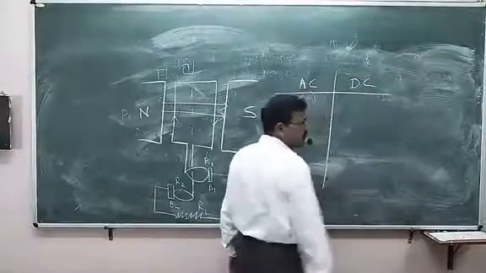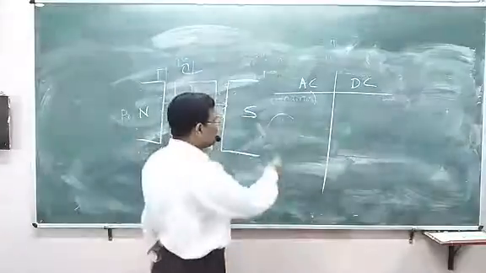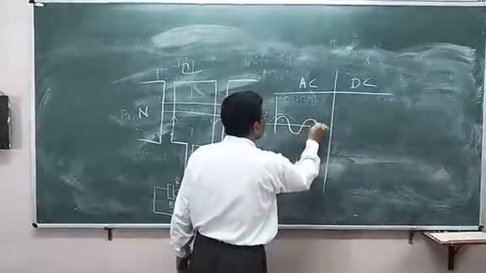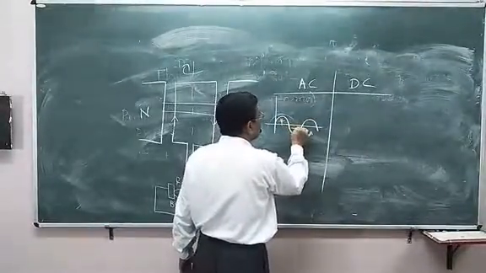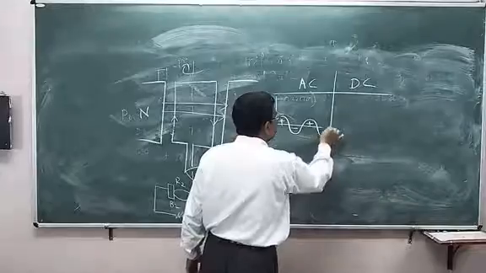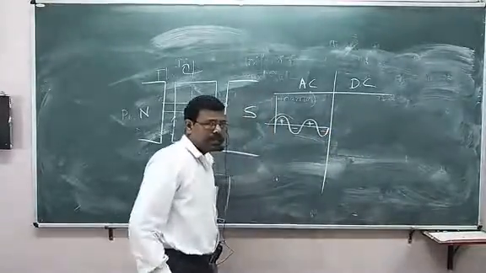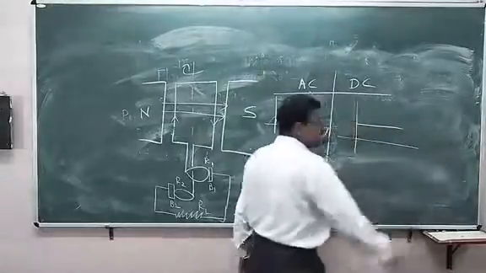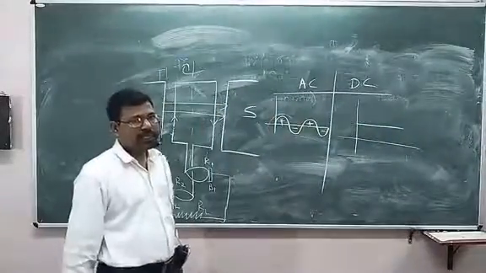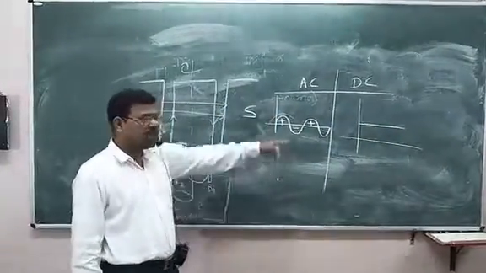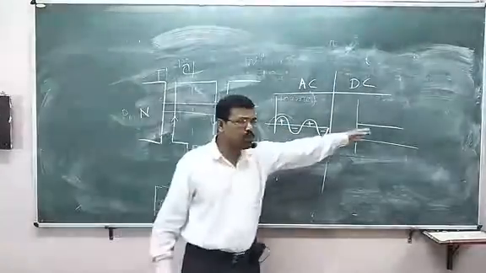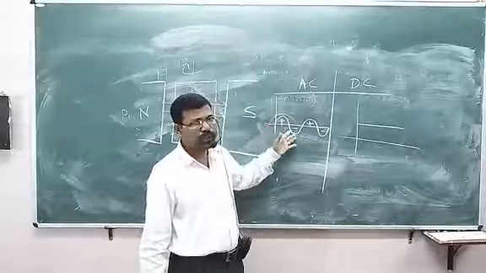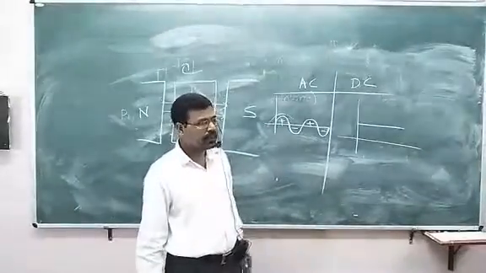AC and DC. What is the graph of AC current? This is the graph of AC current, which contains positive and negative half cycles. DC current graph, it is a unidirectional current, single directional current. Its direction is constant. It contains only positive cycles, whereas AC current contains positive and negative cycles.